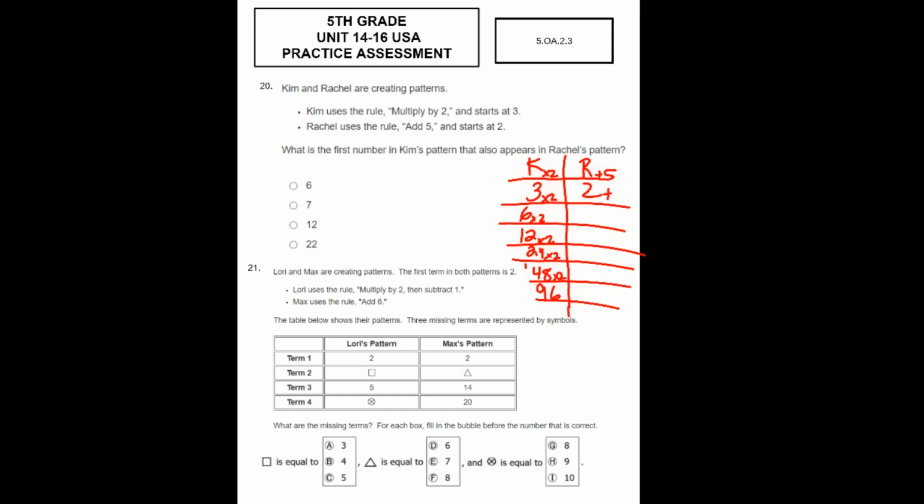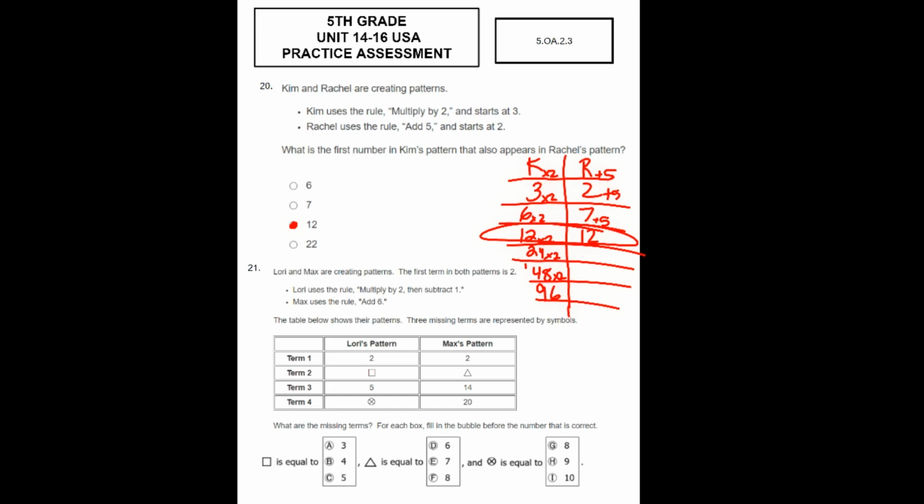2 plus 5 is 7, plus 5 is 12. Ooh, hooray! We didn't have to go too long for this one. So 12 and 12 are the same. So that's our answer. We bubble in 12. That was a number that was the same. Okay, let's look at number 21.